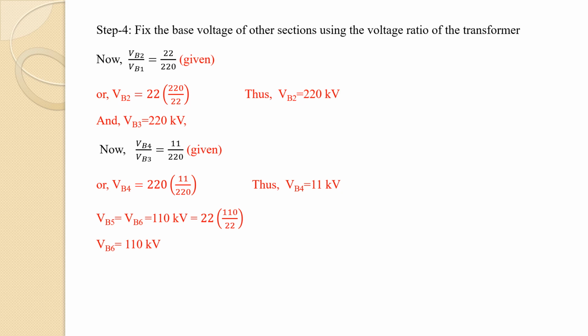Now once this 220 kV is calculated, this is also fixing the base of the HV side of T2 at VB3 equal to 220 kV, and on its LV side VB4 will be evaluated in the same way, depending upon the voltage ratio specified in the question. So we can evaluate VB4 also, and VB4 divided by VB3 equals 11 by 220. So this will give us VB4 equal to 11 kV. Similarly, we can evaluate the base voltage at buses 5 and 6, keeping in mind the voltage ratio of the transformers in the particular sections.